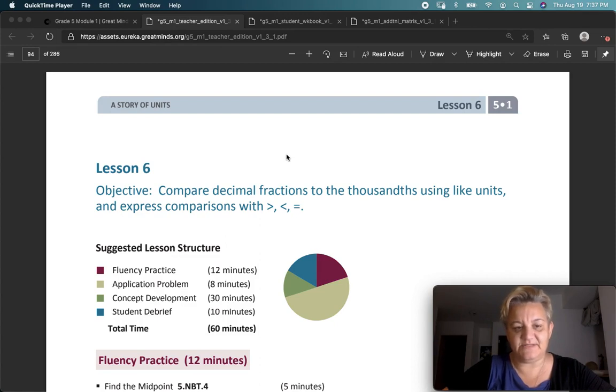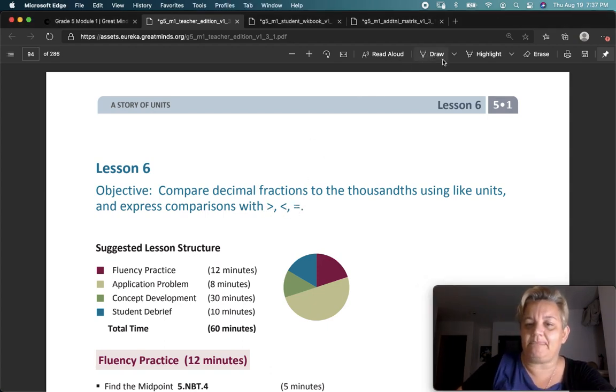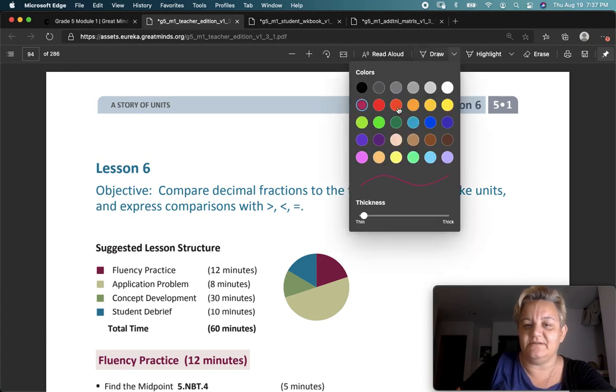Today's objective is to compare decimal fractions to the thousandths using like units and express comparisons with greater than, less than, or equal to. Okay, so just a little refresher for some of you.